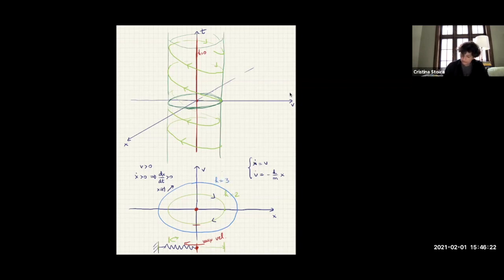So I said H equals 3, right? So these are all level sets of E of X and V. In other words, they're 1 over 2 mv squared plus 1 over 2 kx squared equals different h's. Now this xv plane has a name. It's called the phase plane, and it is the plane where we represent the unknowns in our ODE system.